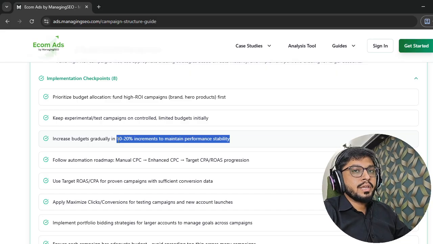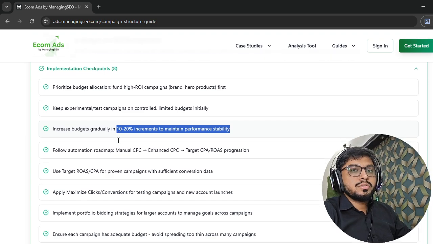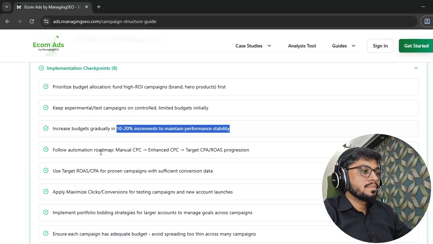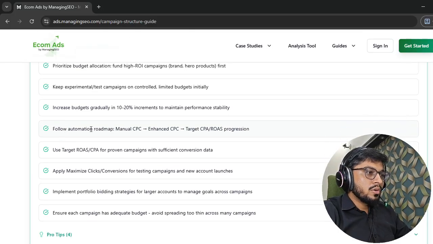Sometimes we increase by 50% or maybe 100%, and sometimes it gave us very good results. So it's just risky. Anyways, follow the automation roadmap.